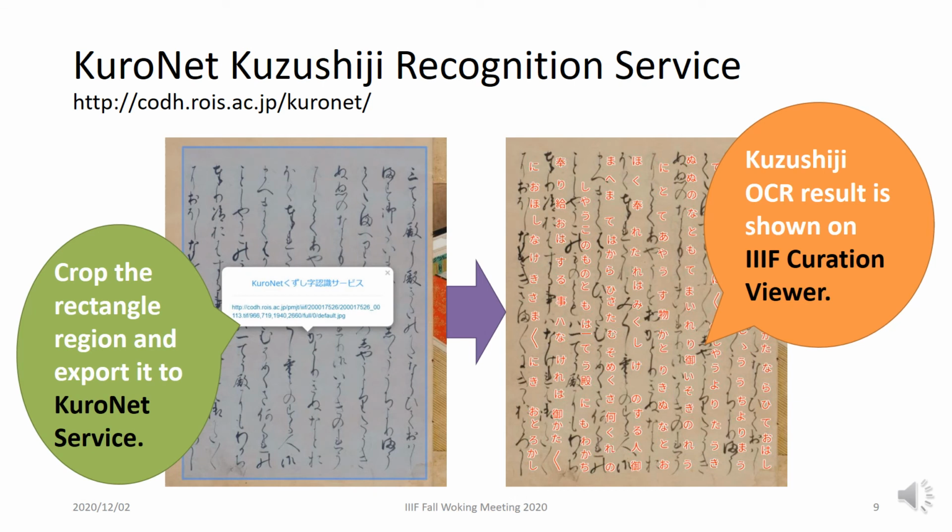Another example is AI Kuzushiji OCR for multiple characters on a page, called KuroNet Kuzushiji Recognition Service. After cropping a rectangle region on the page, we can export it to the KuroNet service. The server then returns JSON data with the transcription results with coordinates, and IIIF Curation Viewer can show them using character markers side by side.